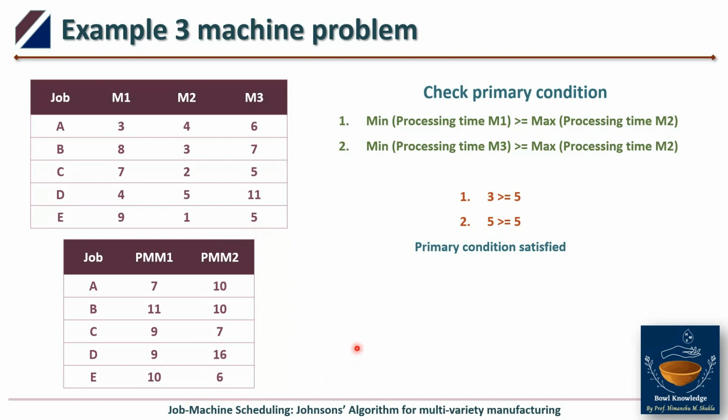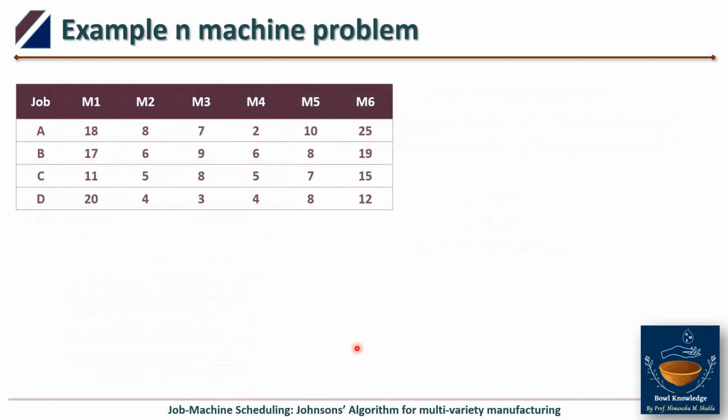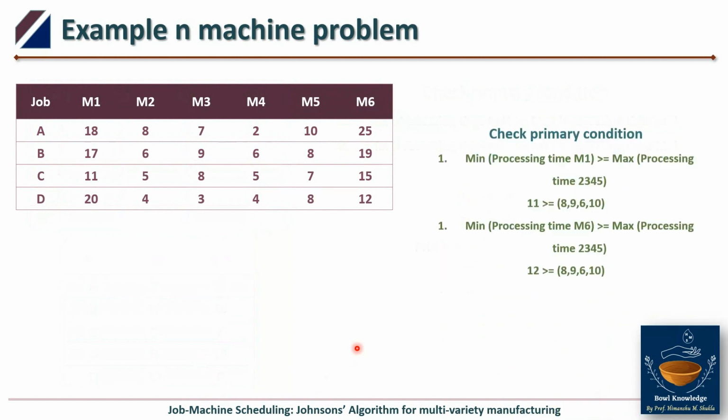So what we are doing? We are converting our 3 machine problem into 2 machine problem. Similarly we can do it if there is an n machine problem. There are 6 machines here, you can see on the screen. Here also we have to follow the same logic. We have to convert this problem into 2 machine problem. Okay, how will we do this?